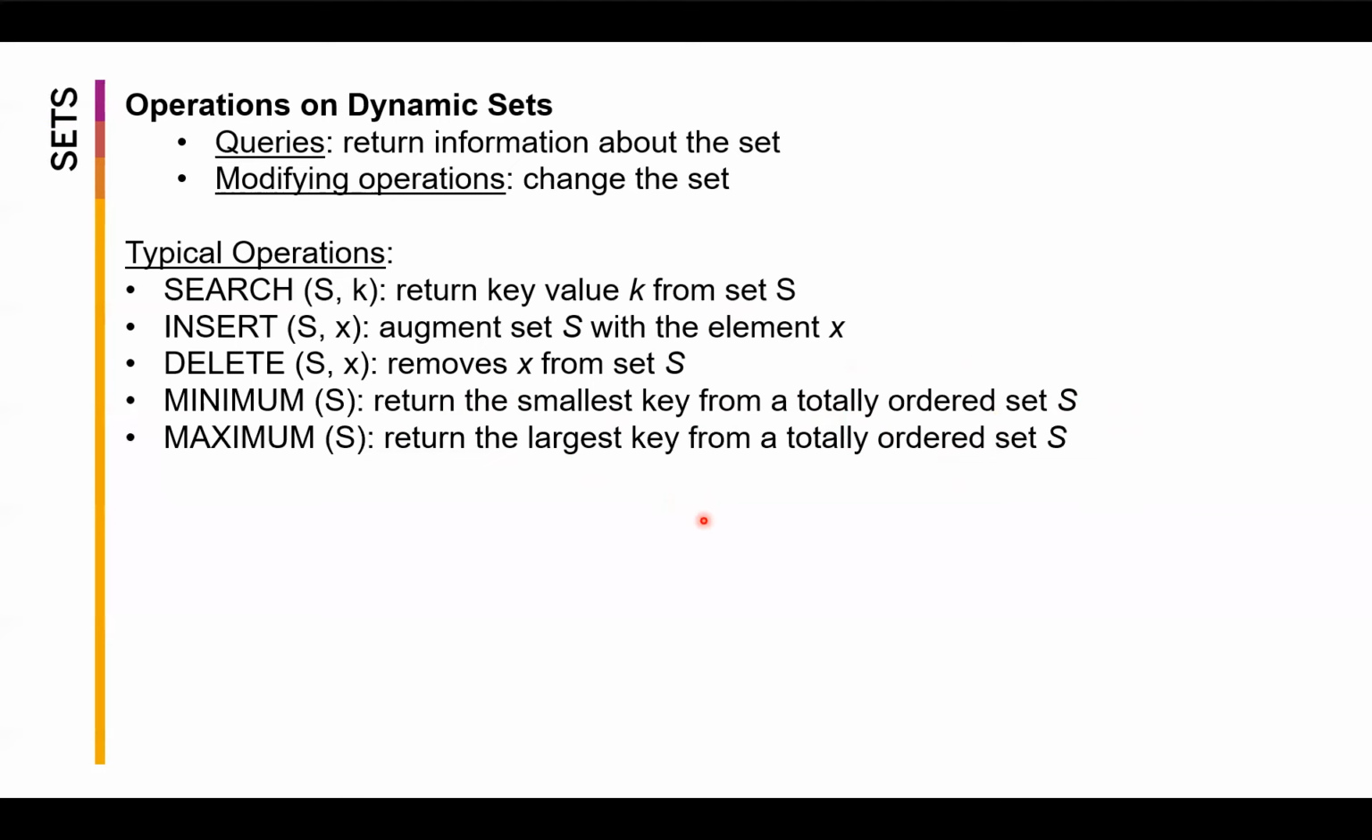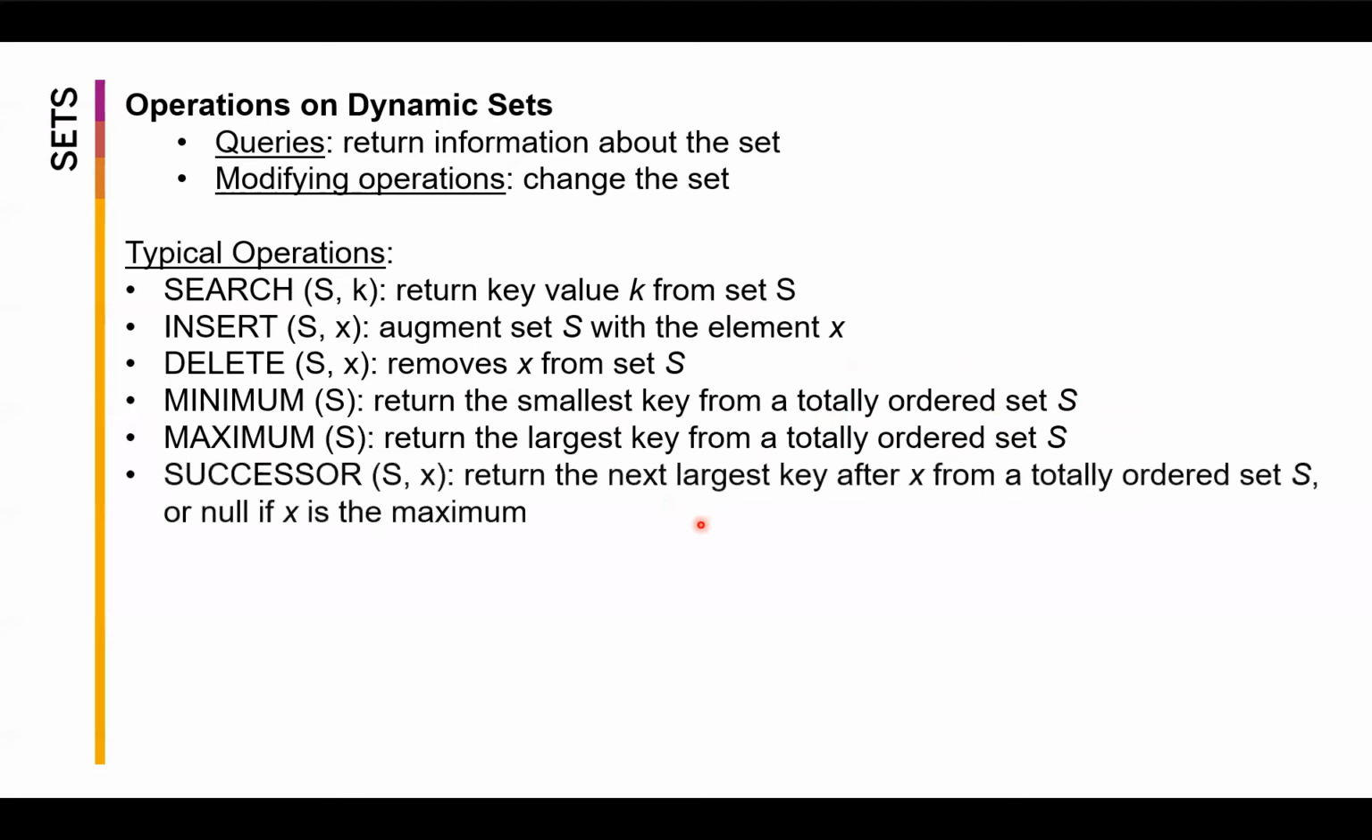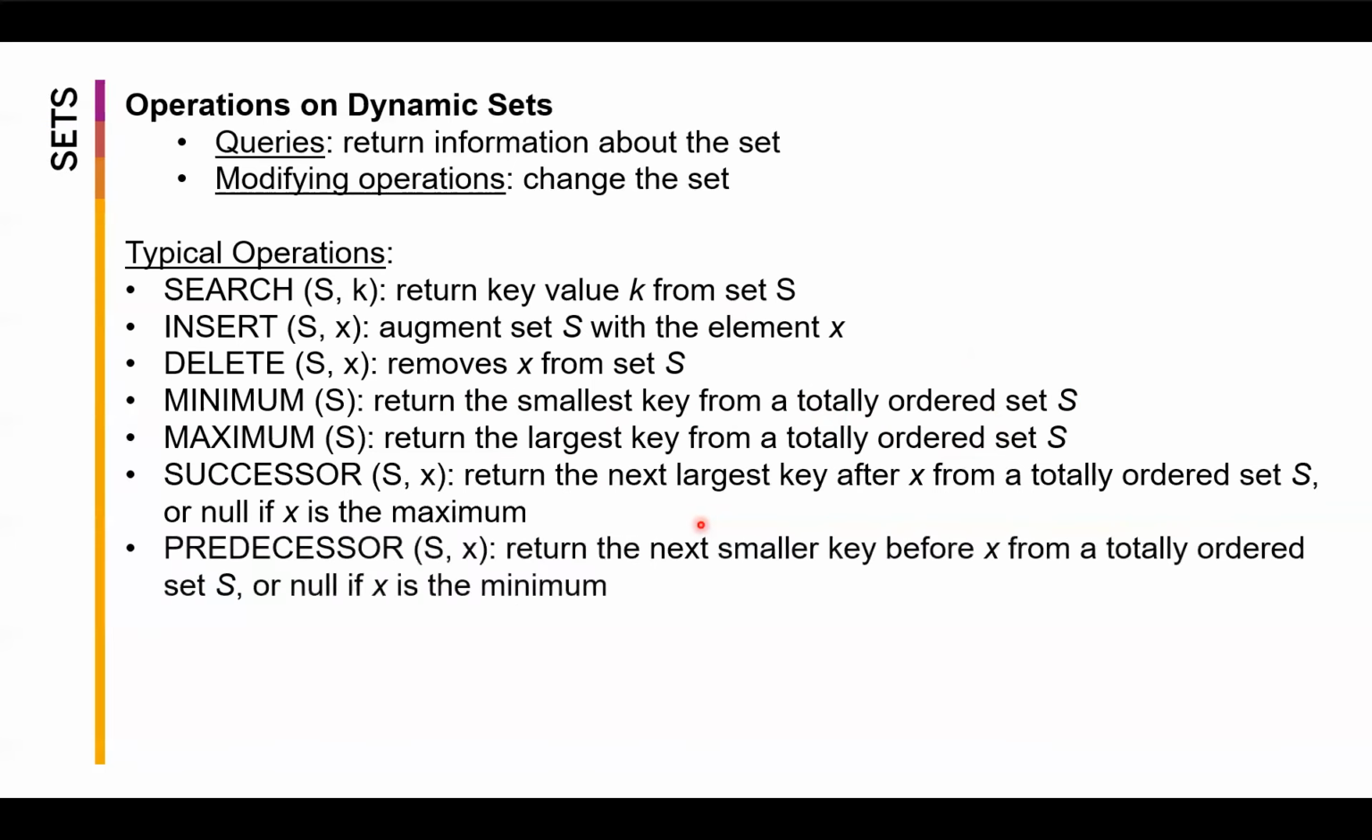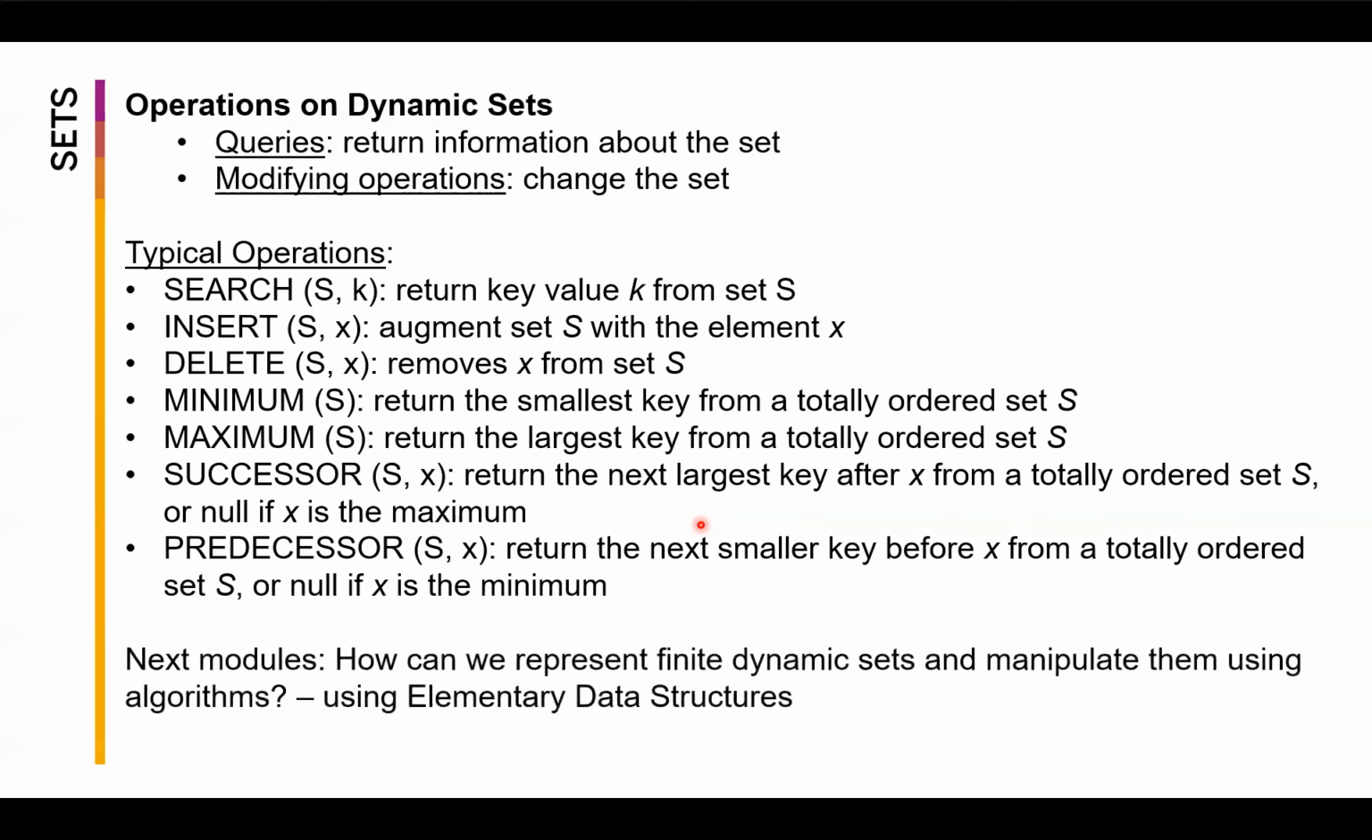There are also other operations such as successor. What is the next larger index after X, or null if X is already the maximum, kasi out of bounds na, no? Or the predecessor, what is the key to the left of X or smaller key before X from a totally ordered set S, or null if X is already the minimum, so that's already negative one. So in the next modules, we will talk about how we can represent finite dynamic sets and how we can manipulate them. And that is using elementary data structures, which is the topic for today.